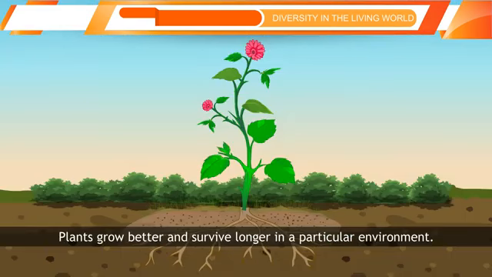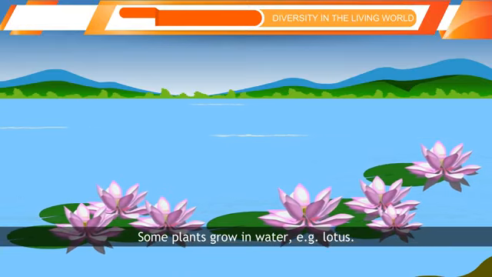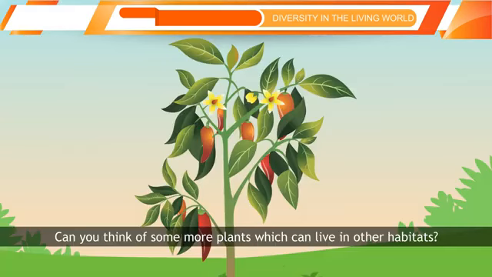Plants grow better and survive longer in a particular environment. Some plants grow in water, for example, lotus. Some plants prefer to live in dry areas, for example, cactus. Can you think of some more plants which can live in other habitats?